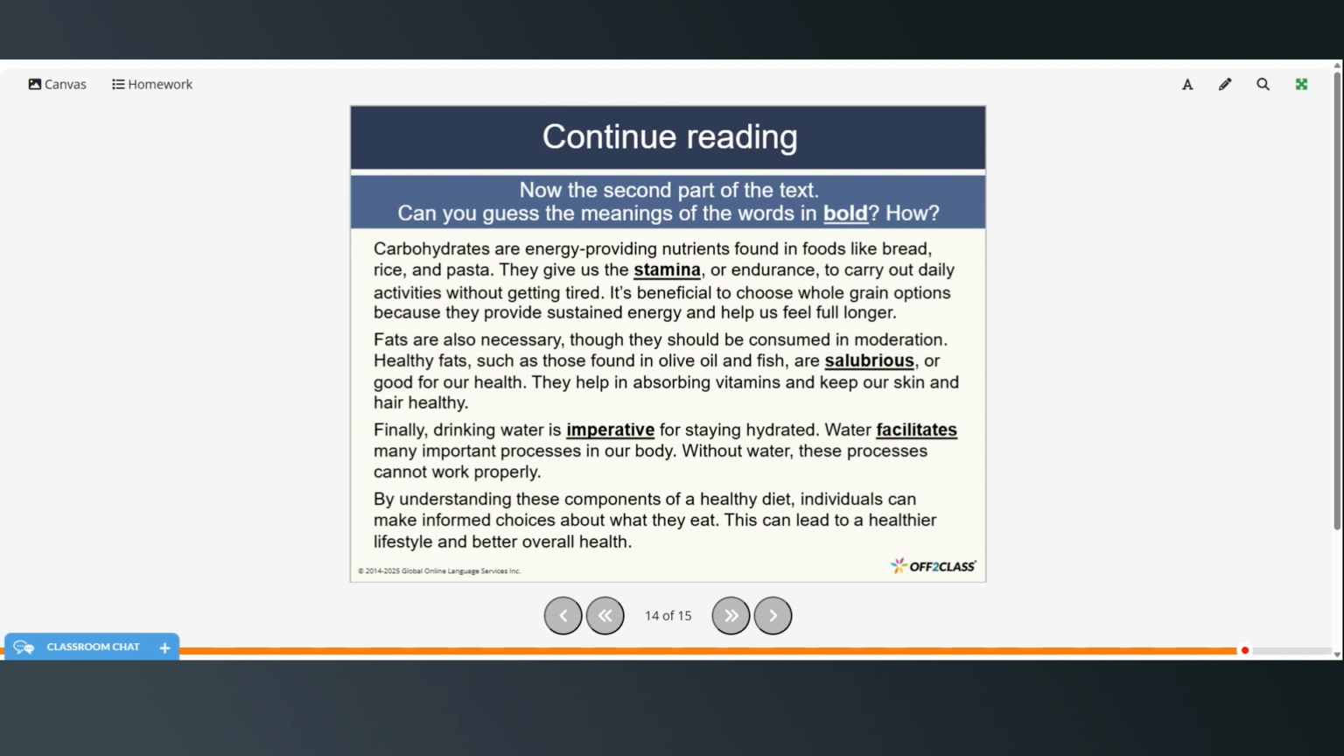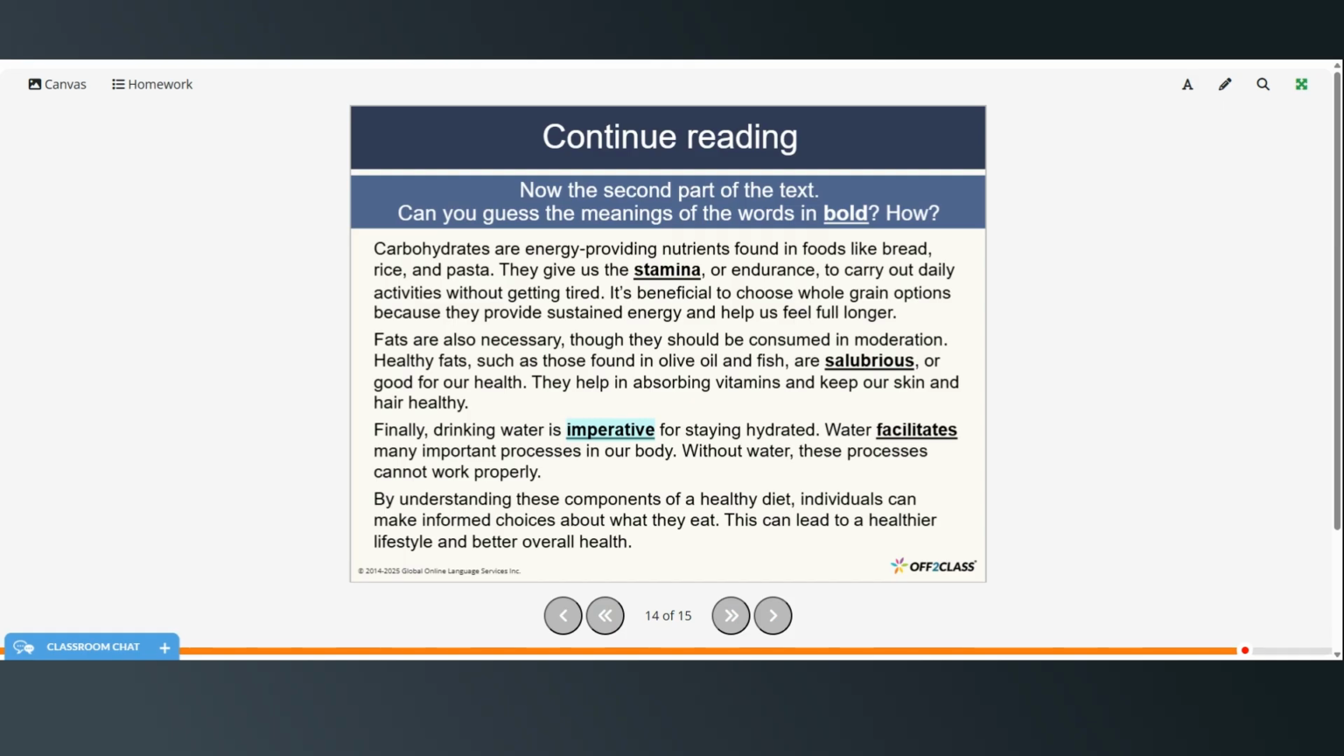Finally, drinking water is imperative for staying hydrated. Well, we know that hydration is really important because dehydration can make us feel very sick, so from that we can infer that imperative means very important.